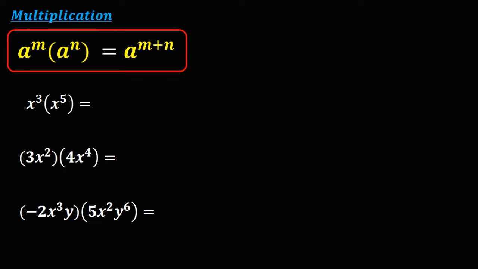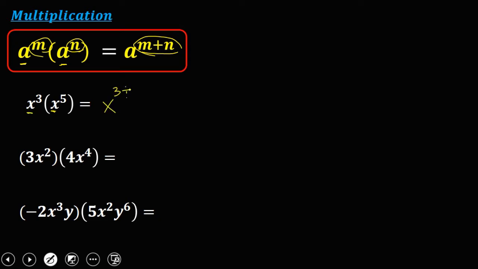Okay, so let's have this one, the laws of exponents. Let's start with multiplication. When multiplying the same base, you just need to add the exponents. For this given, x to the power 3 times x to the power 5, the same base, that's x. So add the exponents, that's 3 plus 5. So the answer now is x to the power 8.